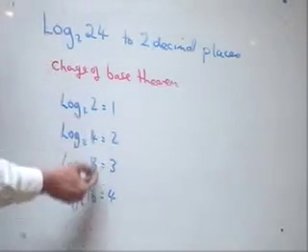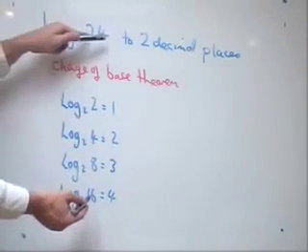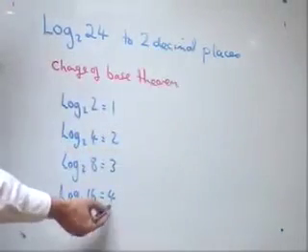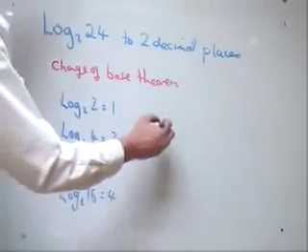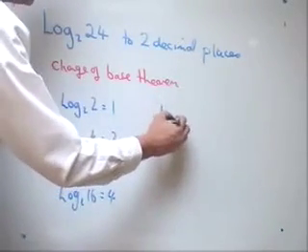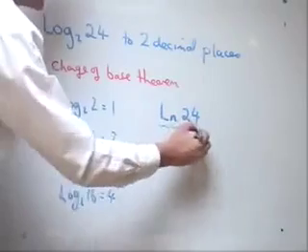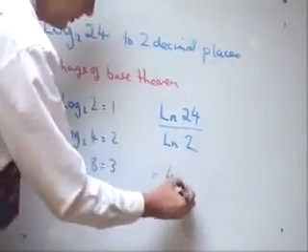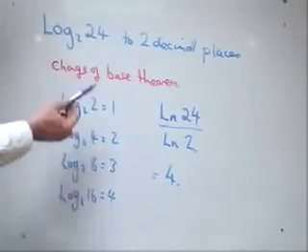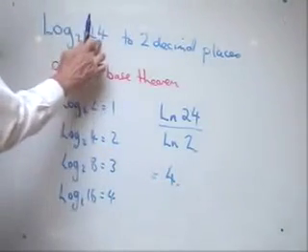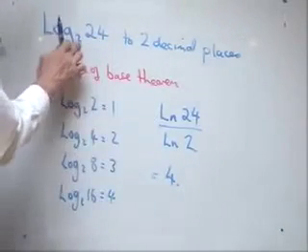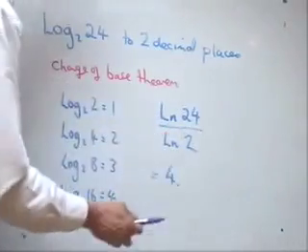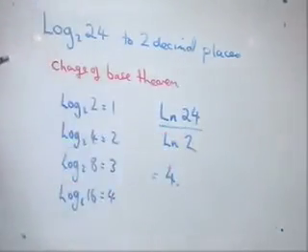The next one in this pattern is 32. And 24 is in between 16 and 32. So this answer is going to be 4 point something. So you get your calculator out and you do ln 24 divided by ln 2. That will give you the answer of 4 point something. I don't have a calculator, work it out. It's ln of the top number divided by ln of the base. Ln 24 divided by ln 2 should be 4 point something. Work it out.